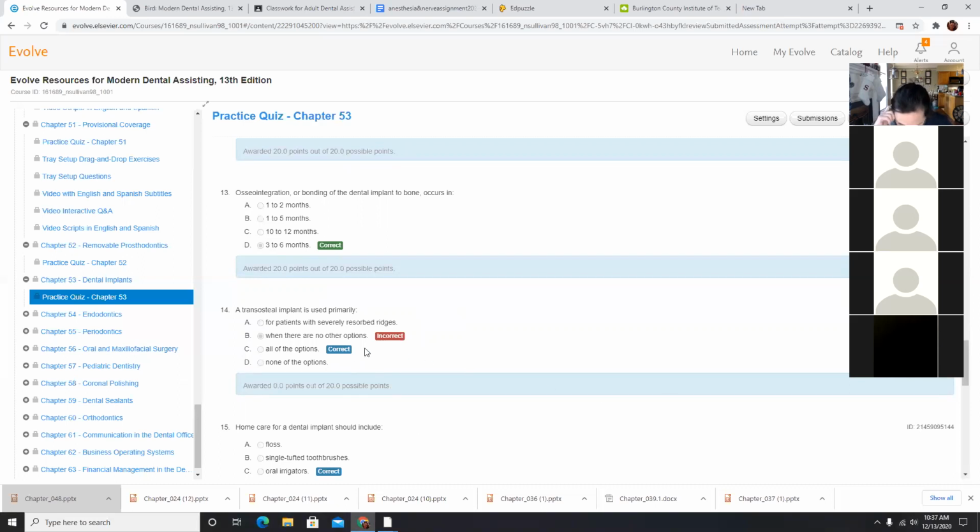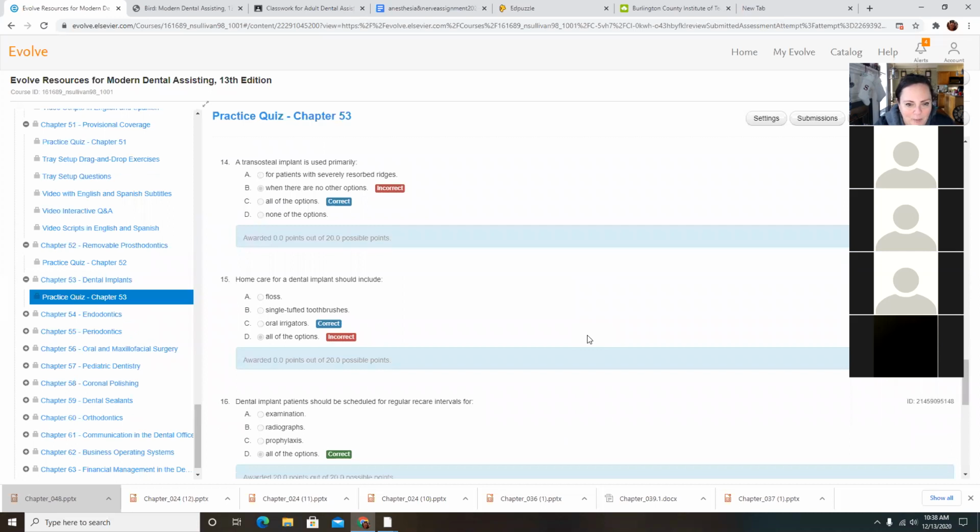Oh, so I read this to you and both of these were here. Again, the implants are used for patients with severely resorbed ridges and only when no other option exists. So it should have been all of the options. That was my bad because I didn't read the question properly.